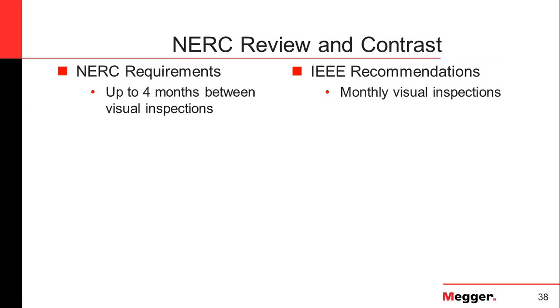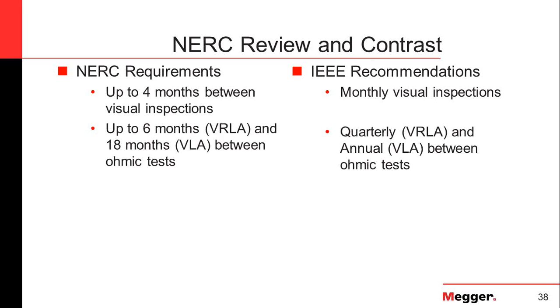Now, just a quick compare and contrast. As I mentioned, there are up to 4 months between more or less visual inspections required by NERC, whereas IEEE recommends monthly visual inspections. You're up to 6 months for VRLA and 18 months for vented lead acid between your ohmic tests, whereas IEEE recommends quarterly, so twice as frequent for VRLA, and annual, 1.5 times as frequent for vented lead acid batteries.